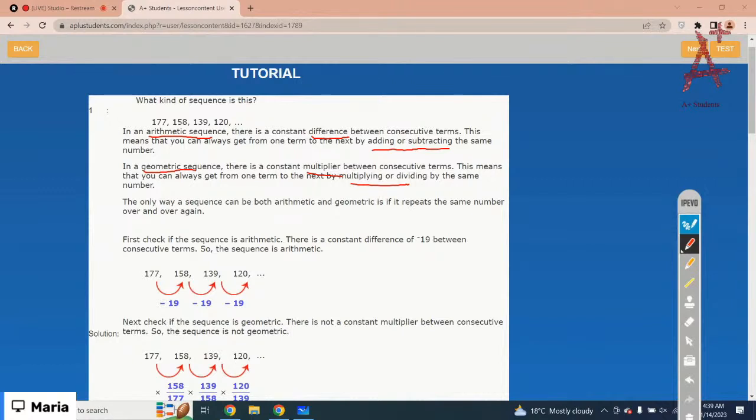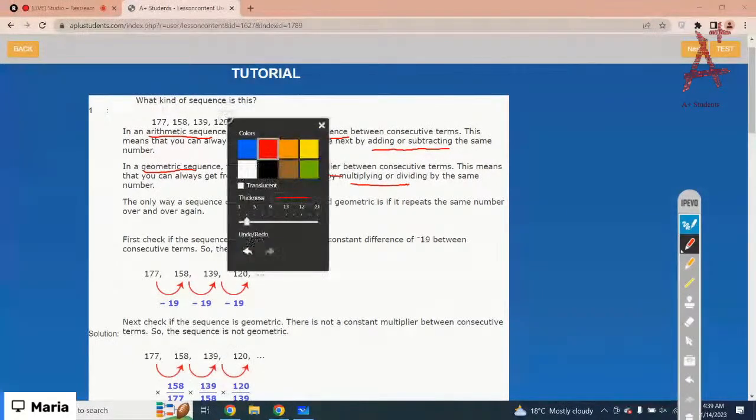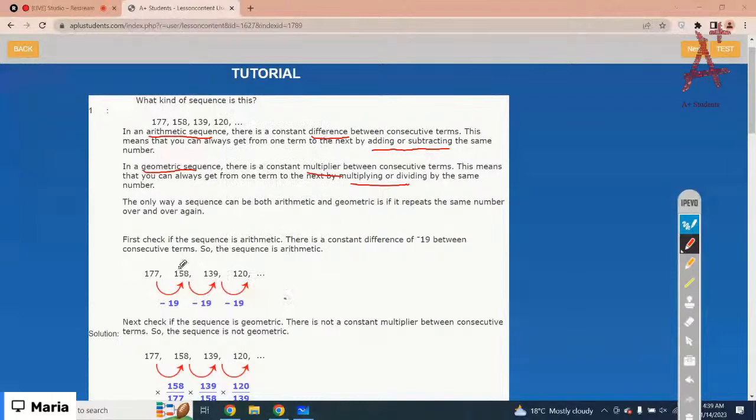Okay, then let's just start with the example. It is 177, 158, 139, and 120. Got it? Just subtract the first term from the second. You have to do 158 minus 177. That will be negative 19. Then you have to do 139 minus 158. That would be negative 19. Then you have to do 120 minus 139. That means each next term is 19 less than the previous one. You see they have a common difference, negative 19. So basically, this is the arithmetic sequence.